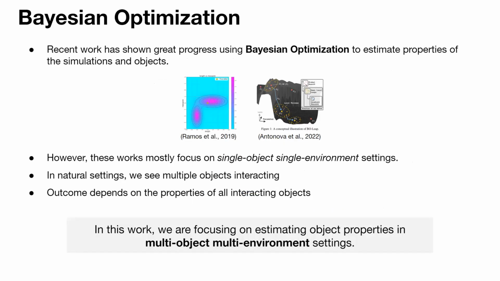Recently, Bayesian optimization has shown great progress to estimate properties of the simulations and objects. However, these works mostly focused on single object, single environment settings where the object is in isolation. In more natural settings, we observe that multiple objects can appear and interact with each other. That creates a bigger challenge since the outcome of the scene depends on the properties of all interacting objects. These objects might not always be the same, and they can appear in different environments. Because of that, in this work, we are focusing on estimating object properties in multi-object, multi-environment settings.